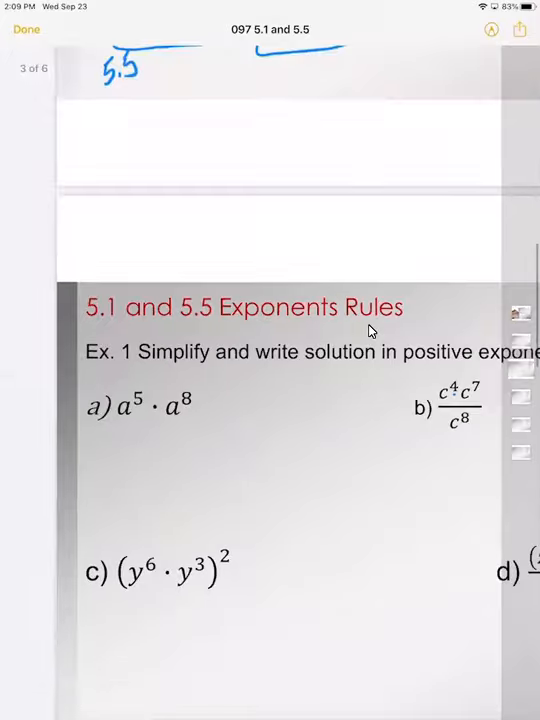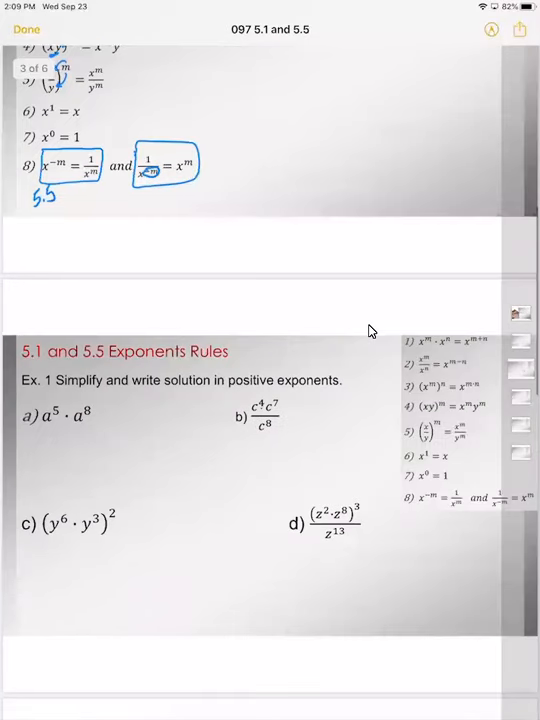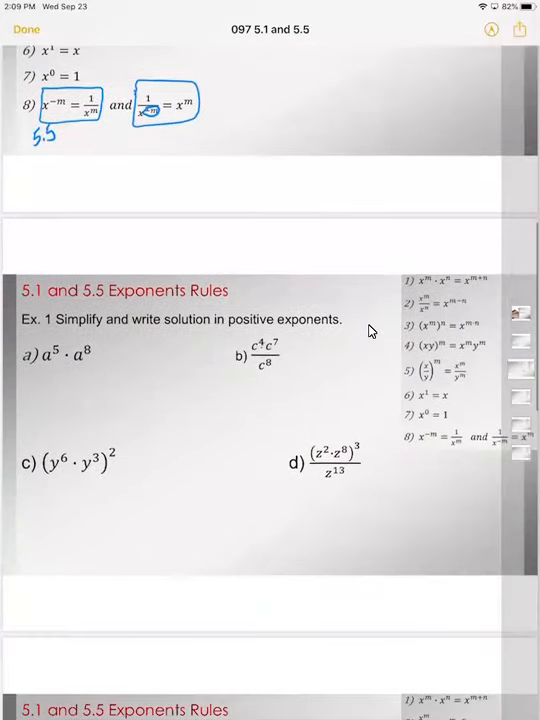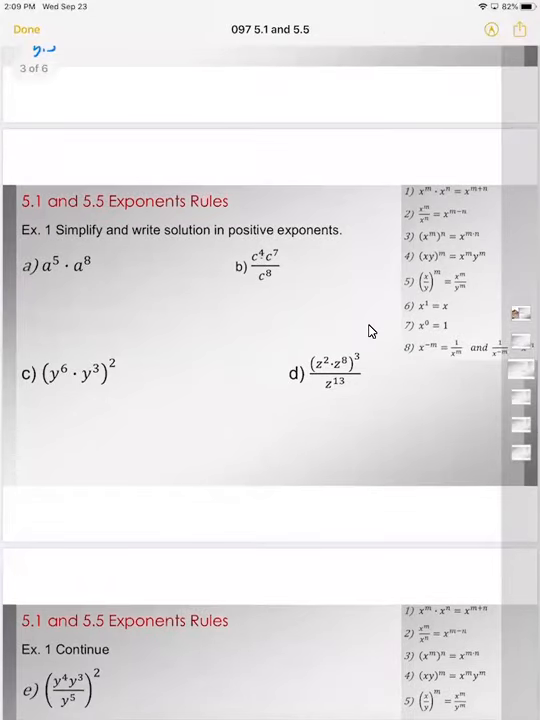So let's take a look at this example here, and I gave you guys a small cheat sheet in terms of the rules on the side. But one thing I want to point out, ladies and gentlemen, is that in order for you to successfully understand the material of chapter 5, you need to know those rules.